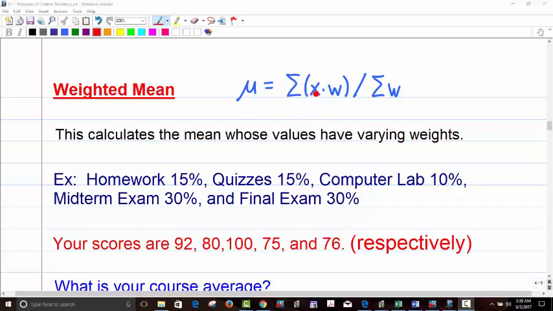You take X, each particular score, and then you multiply it by the weight, and then you divide it by the sum of the weights. Now in this particular example, the sum of the weights will be 1 because they add up to 100%. So all we have to do is go score times weight plus score times weight, converted from percentage to decimal, and so forth, and add them up. So it's really not too bad.